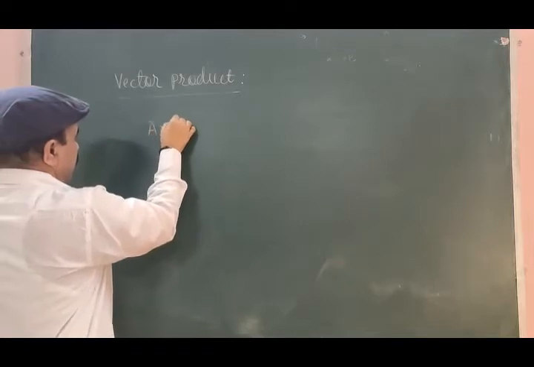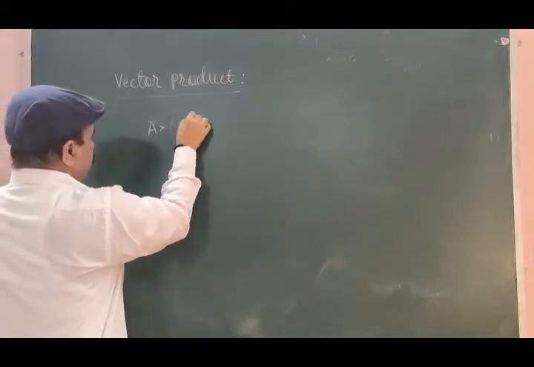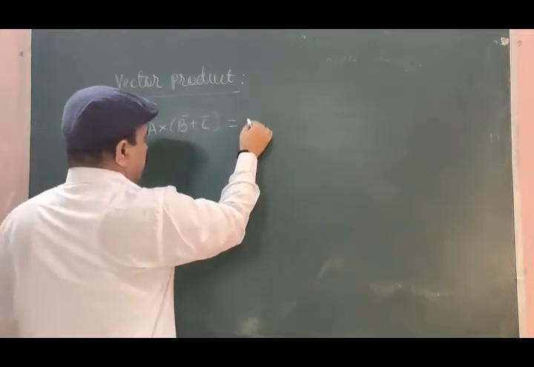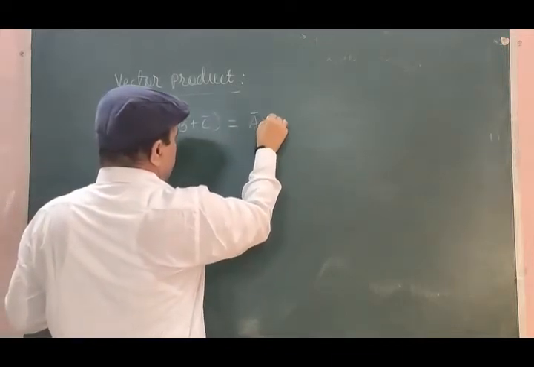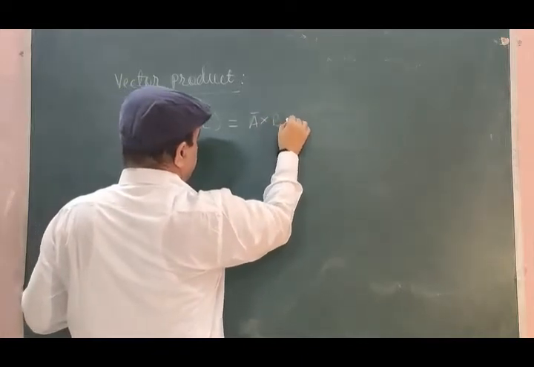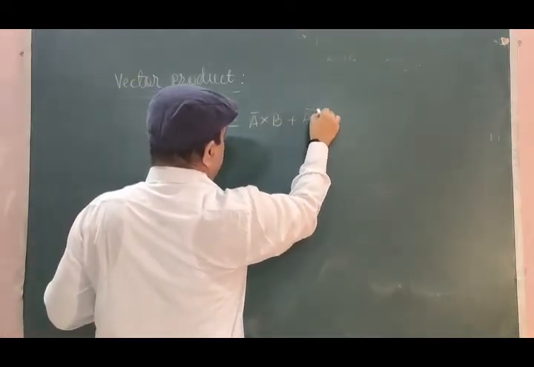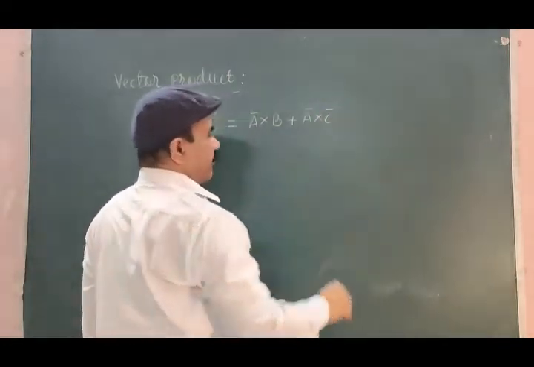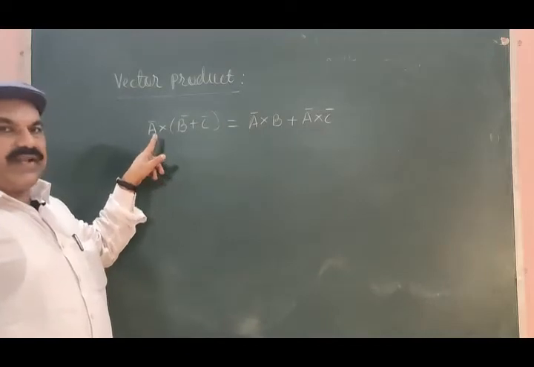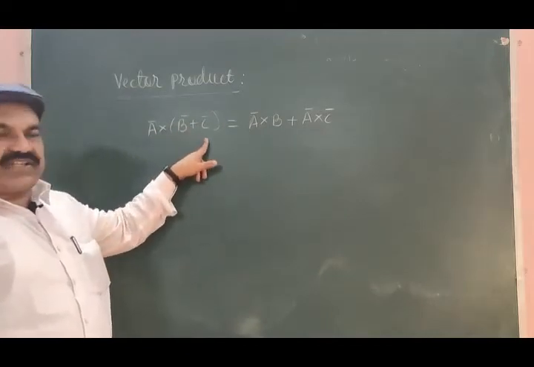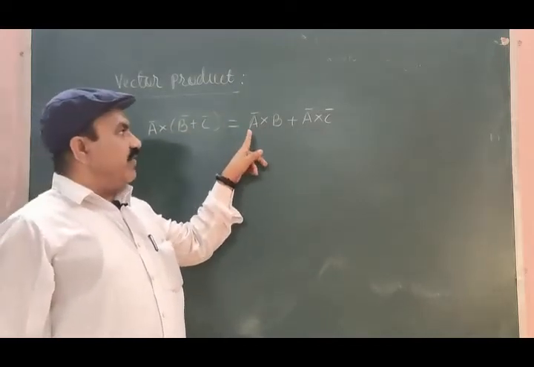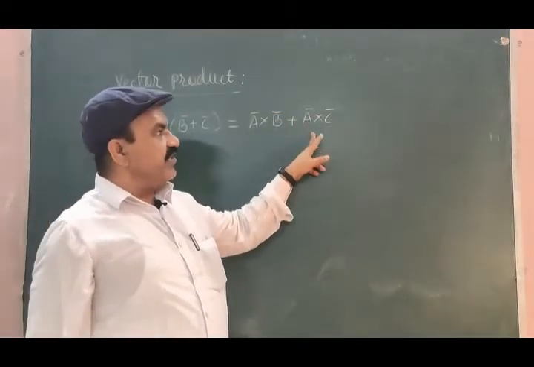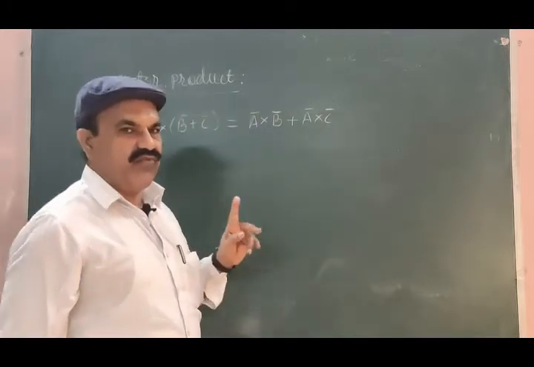Vector A cross the sum of vector B plus vector C is equal to vector A cross vector B plus vector A cross vector C. What is the meaning of this?